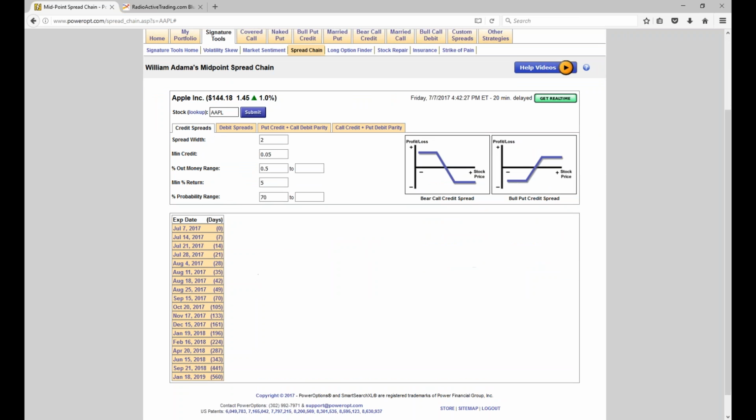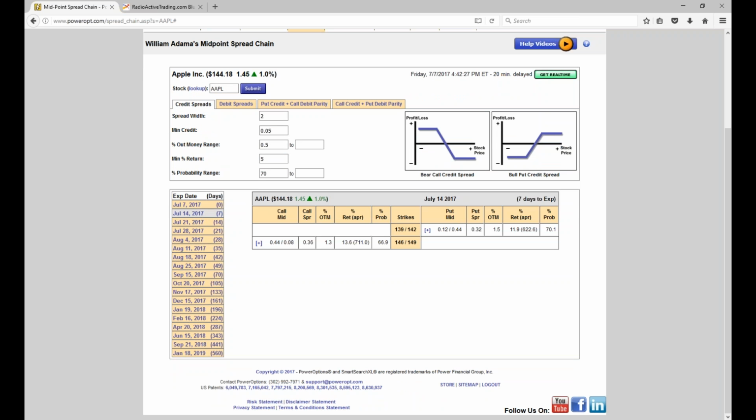What I'm telling the system to do is find me the bear calls and bull put spreads on Apple where the spread width is 2 points. There's at least 5 cents of net credit. We've got at least a 70% probability, and the return is at least 5%. And I'm going to go 7 days out to July 14th. Notice that there's just one each that matches this.